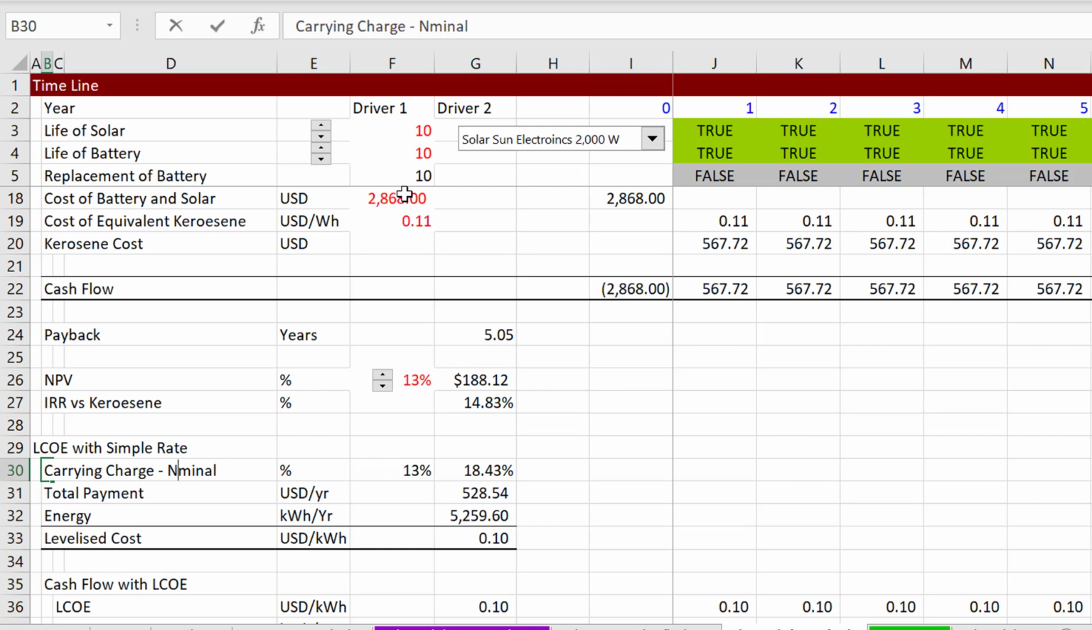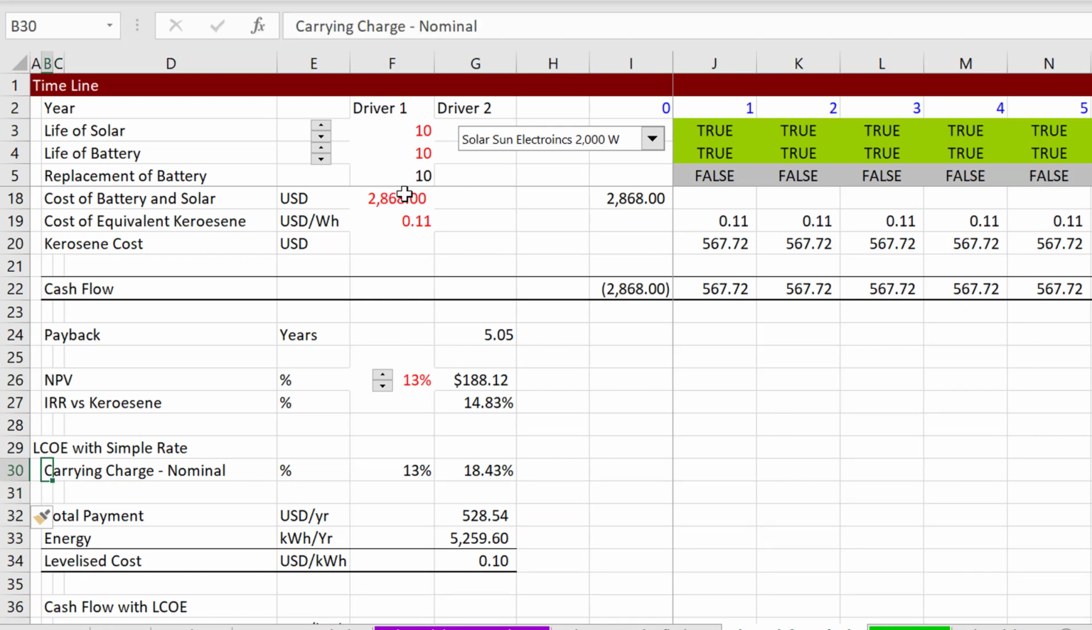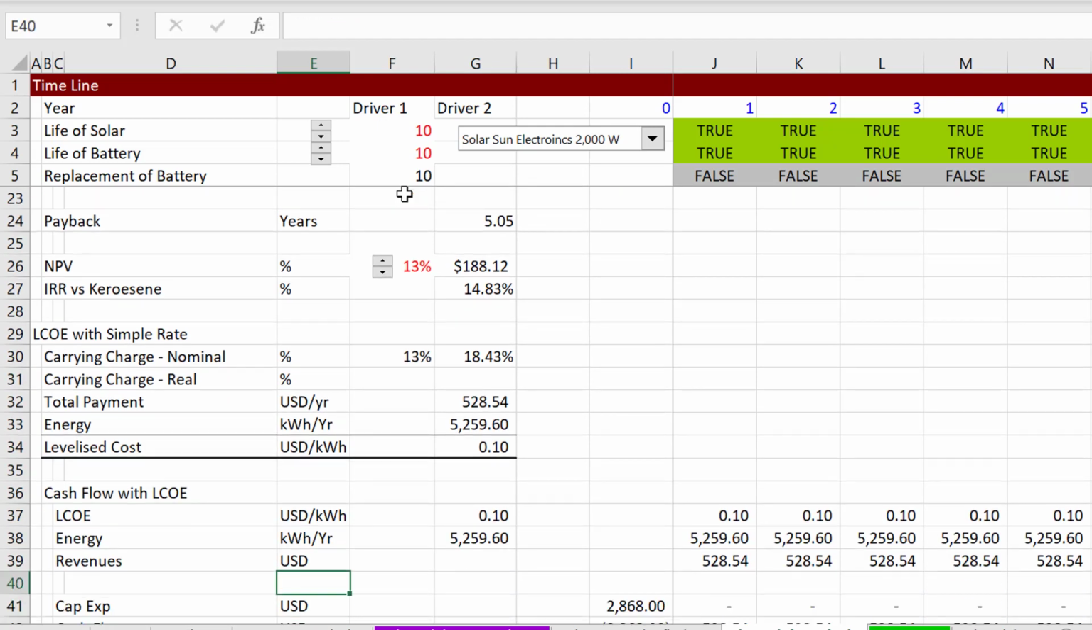Sorry. And then we're going to put a, sorry, Control D, and we'll put a real carrying charge rate that's adjusted for inflation. And when we put in a real carrying charge rate, then we can put cash flow with LCOE, and we can put LCOE nominal.